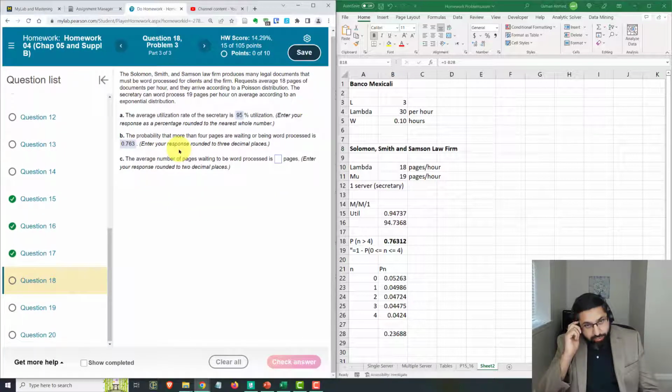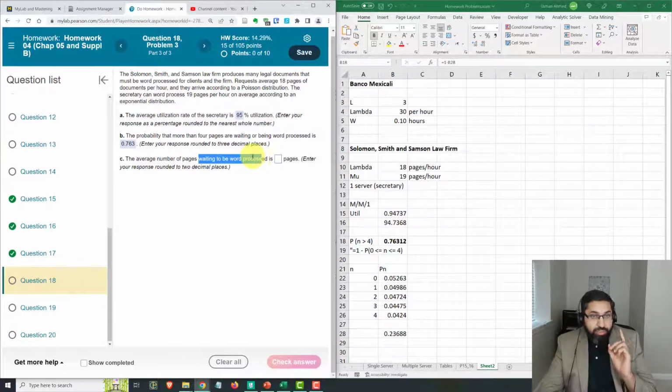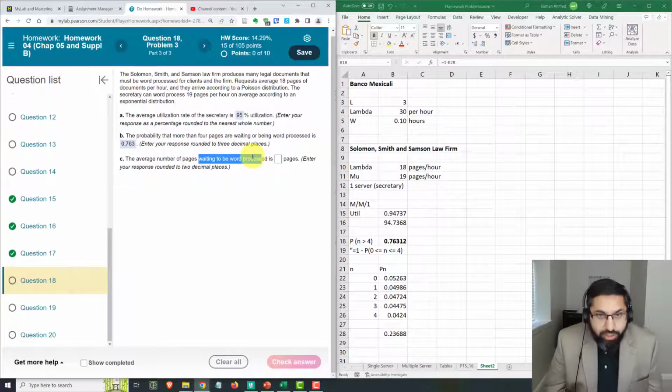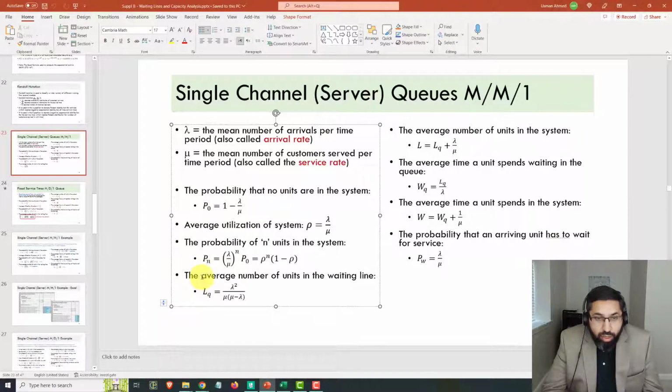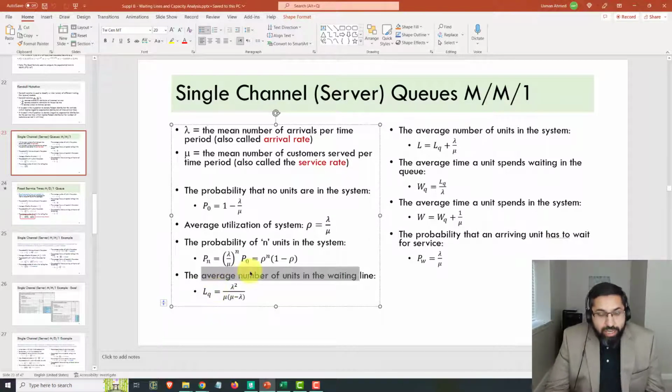Okay. The average number of pages waiting to be processed. Notice it says waiting to be processed, not being processed and waiting to be processed. If it was both waiting to be processed, that's the queue or the line, and being processed, it'll be the total pages in the system. We don't need the total pages in the system. We only need the average length of the queue or the waiting line, because those are the pages that are waiting to be processed. So if you look at the formula, the average number of units in the waiting line, LQ, is given by lambda squared divided by mu times mu minus lambda.